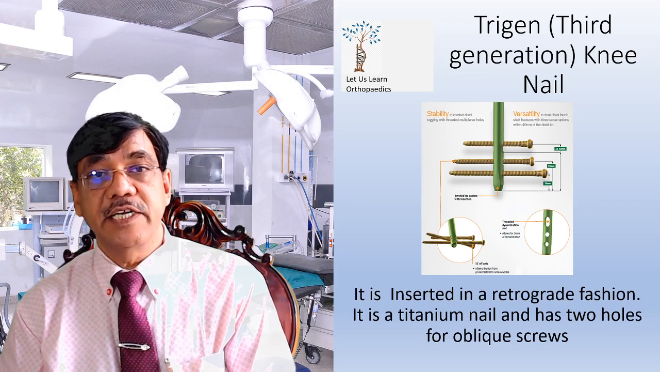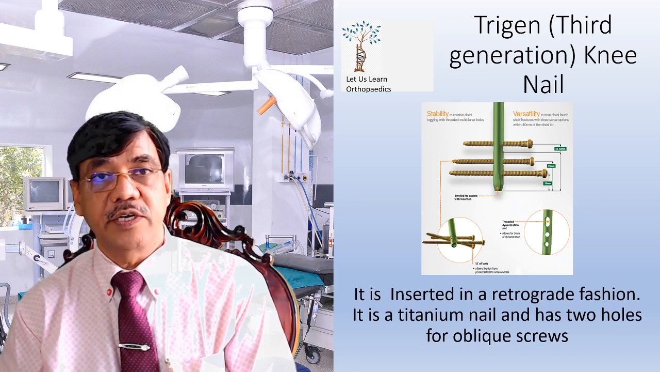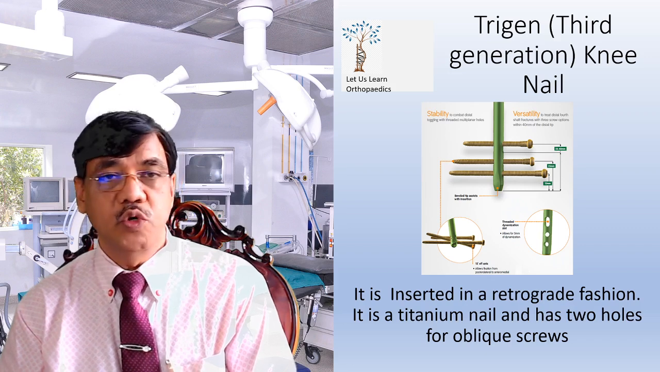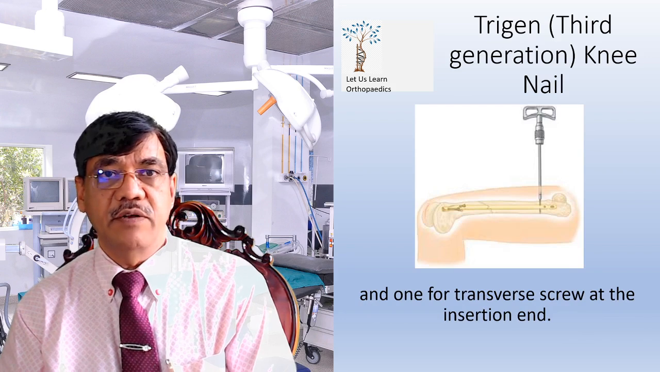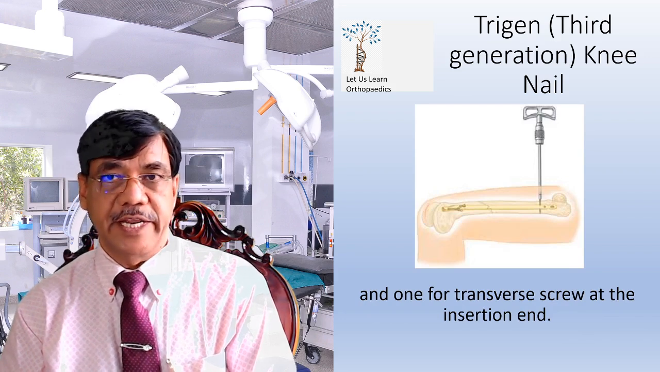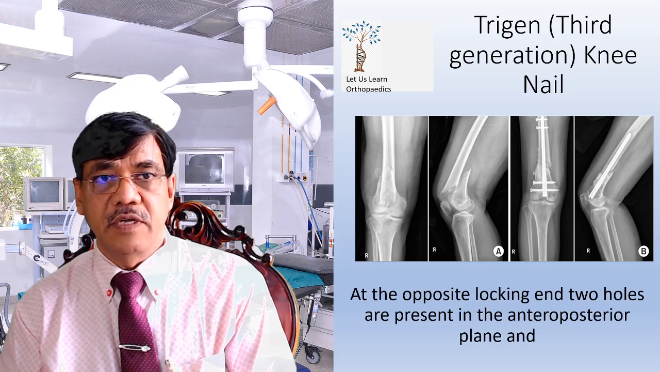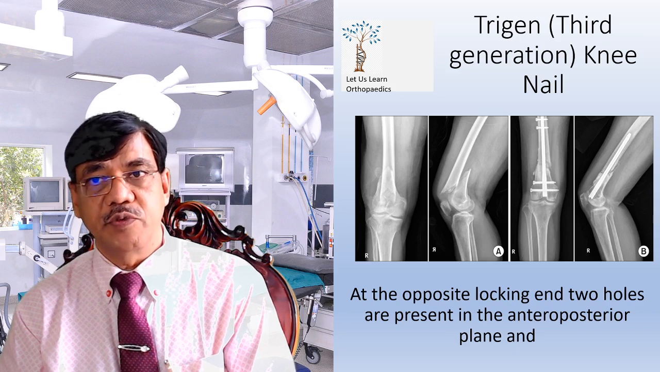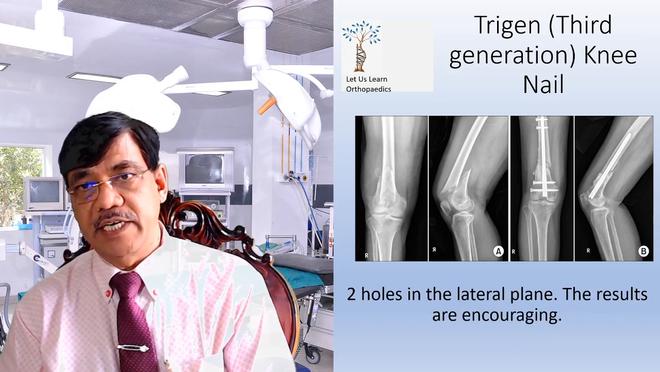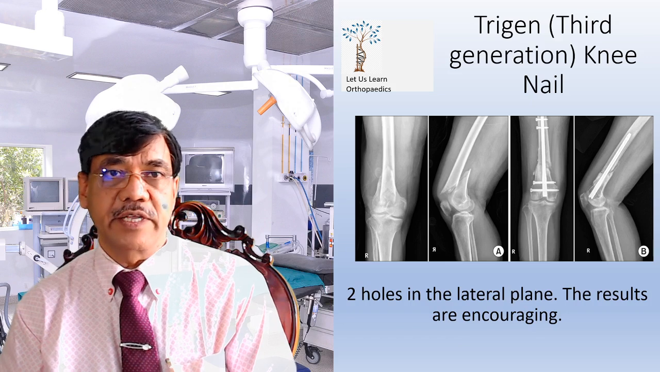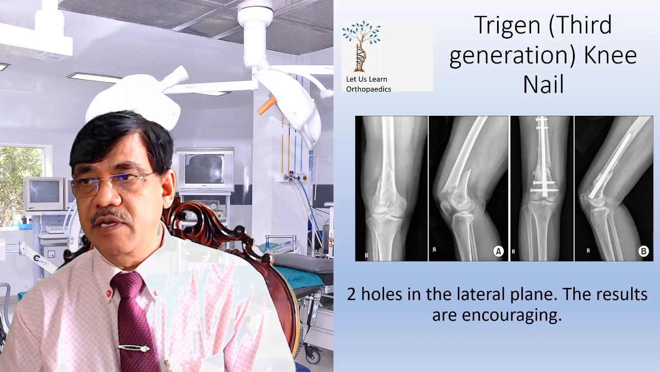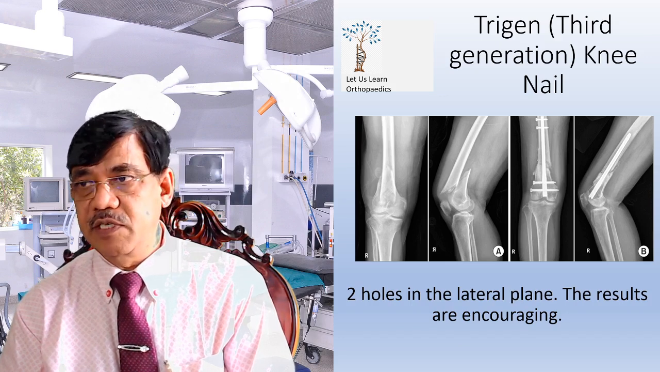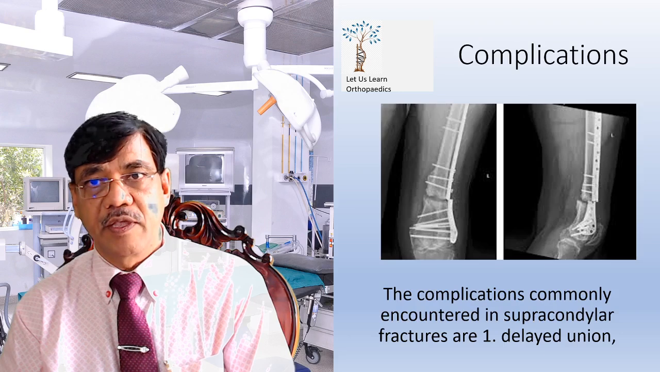Now this picture shows the supracondylar nail, third generation. It is inserted in a retrograde fashion through the intercondylar notch, and it is a titanium nail and has two holes for the oblique screws and one for the transverse screw at the insertion end. And at the opposite end, the locking end, two holes are present in the anteroposterior plane and two holes in the lateral plane. The results are very encouraging. As you can see in this particular X-ray, how beautifully the supracondylar fracture femur has been fixed using the intercondylar nail, the supracondylar nail.